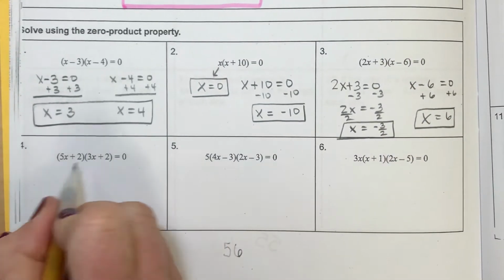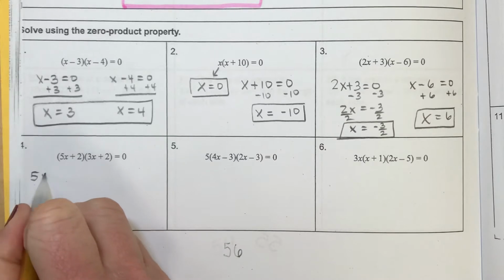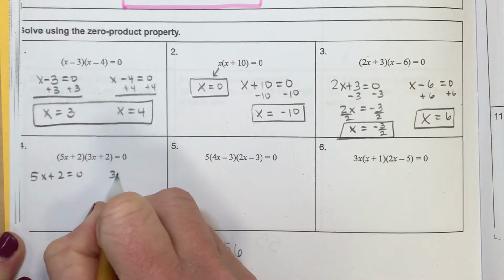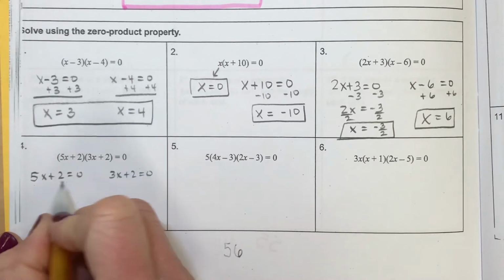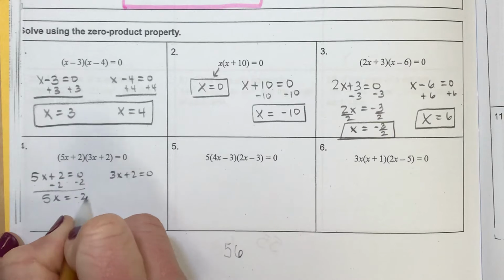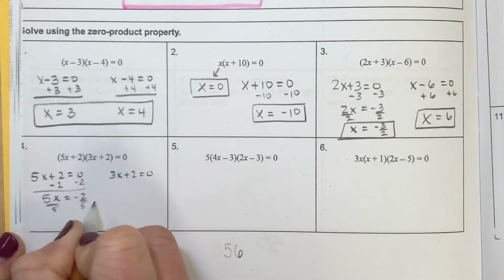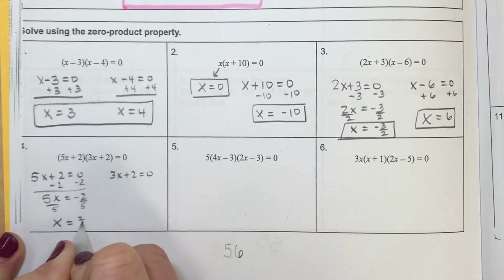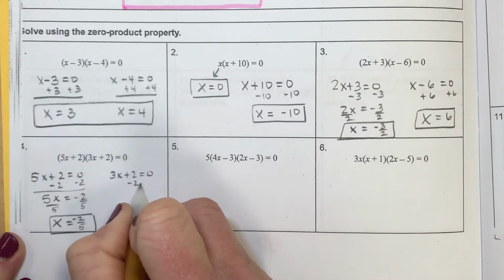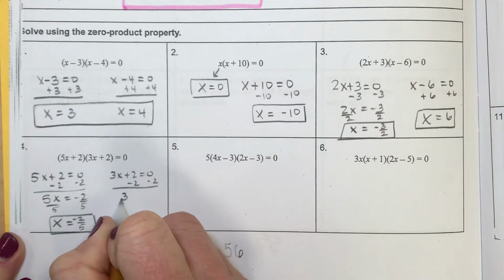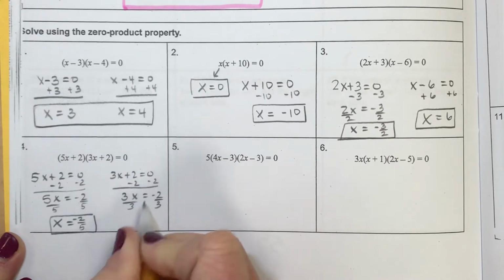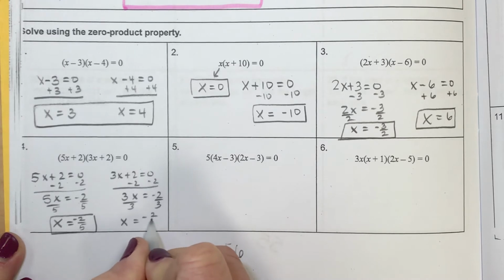So now I'm going to set for this problem each factor equal to 0, and we're going to solve both of them. So I'm going to subtract 2 here, and then divide by 5. And one solution is at -2/5. And my second solution, when I solve for x, divide by that coefficient of 3, will be -2/3.